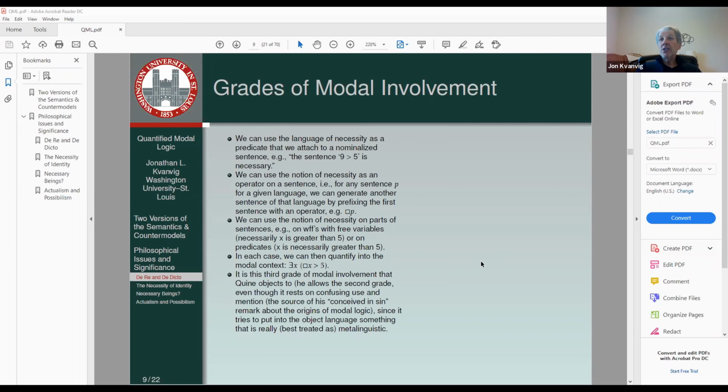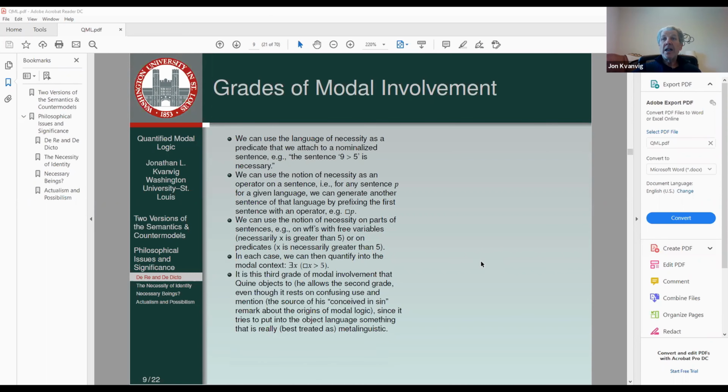And so he quickly jumped to putting a box in front of the sentence, and then you get box 9 is greater than 5. And that is, of course, then an object language sentence. And it wasn't supposed to have happened because as long as you were clear on the difference between use and mention, you would have stopped at the first grade of modal involvement and not gone to the second one. Quine knows, however, that that's a bad objection to modal logic.